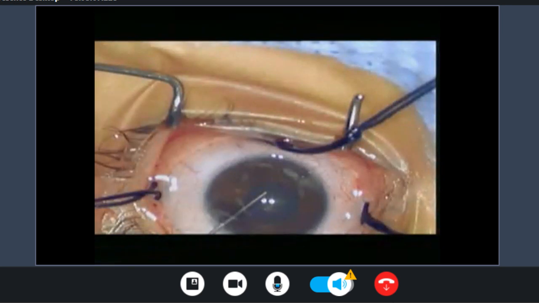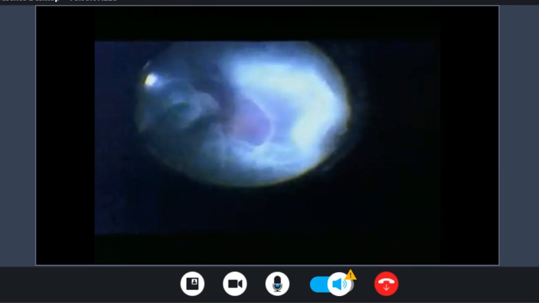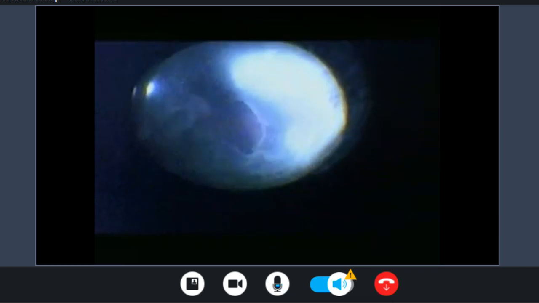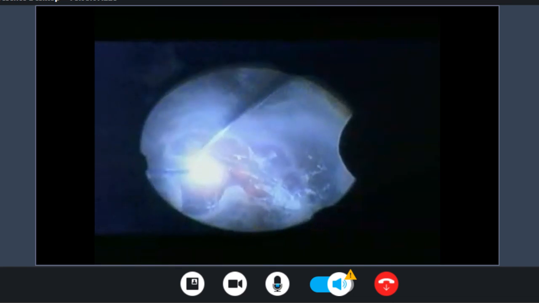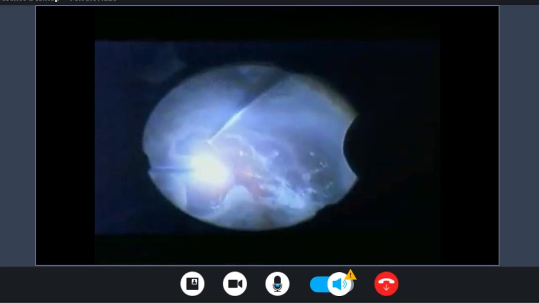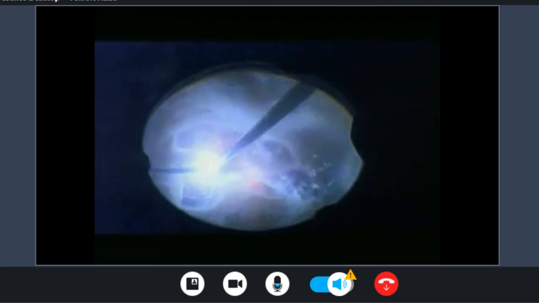So some challenges in surgery in this disease are during management of the pupil. You can see when we put viscoelastic in the anterior chamber, the lens was pushed way back into the mid vitreous. The zonules were very weak. It was very difficult to keep the lens in this eye.